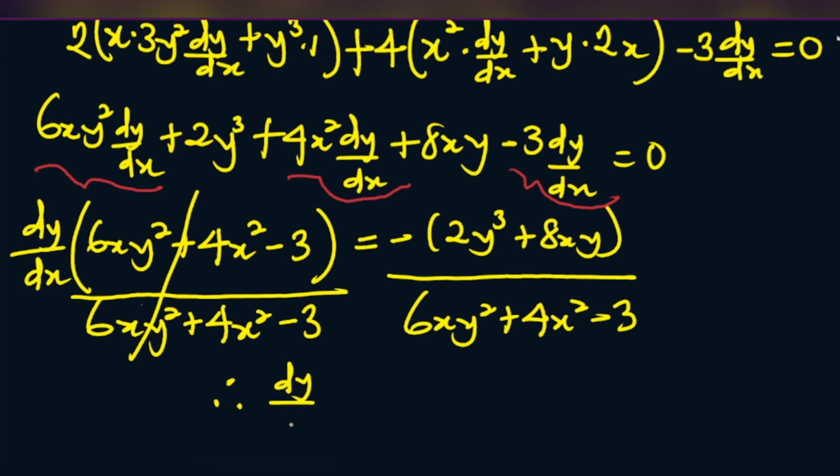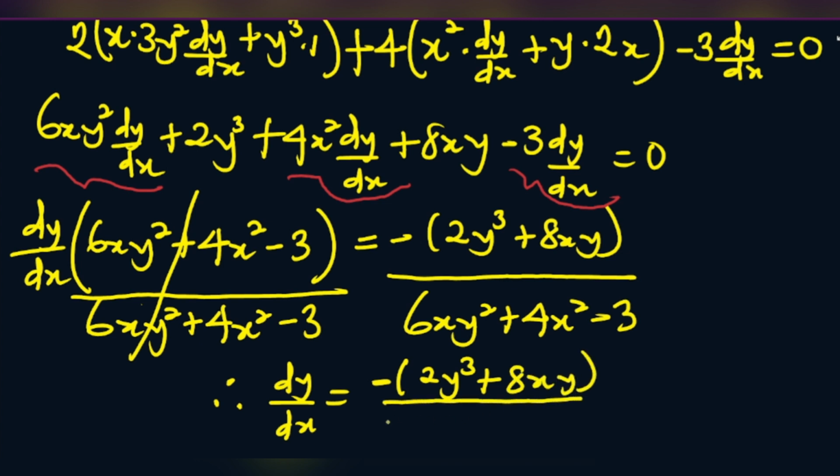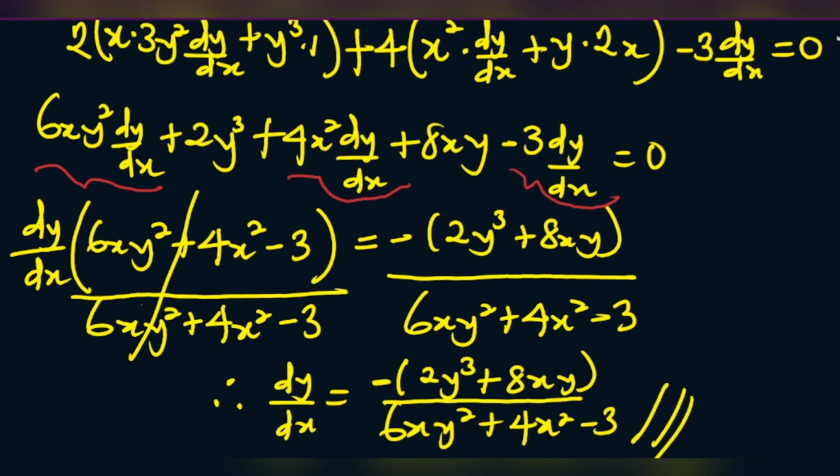If this cancels out, therefore, dy dx would be equal to minus 2y cubed plus 8xy over 6xy squared plus 4x squared minus 3. And so this is our answer.